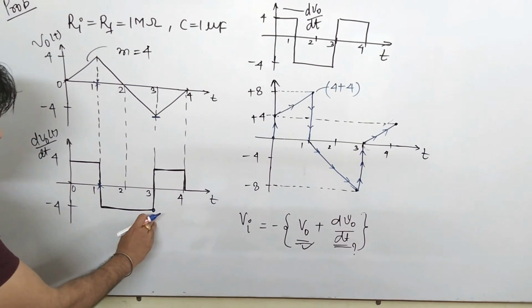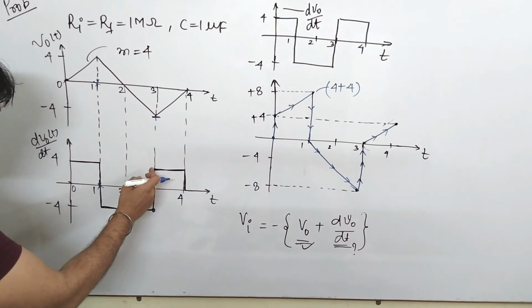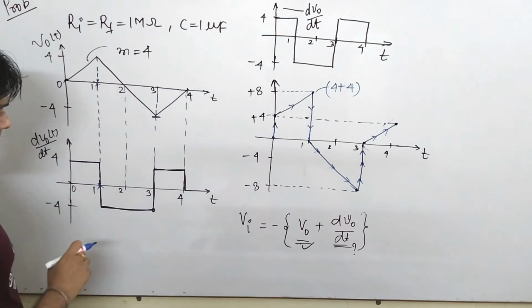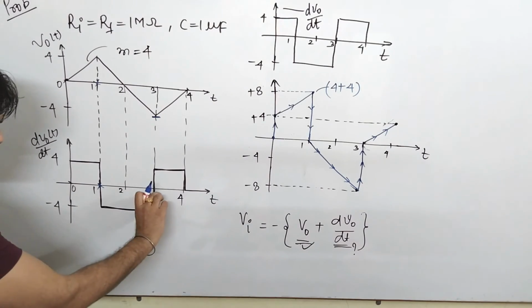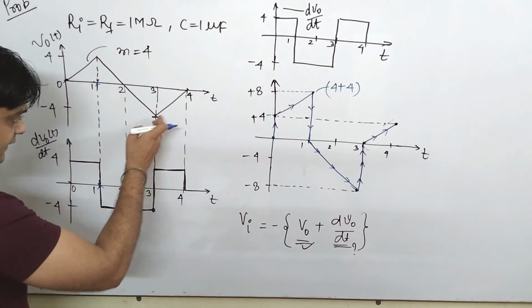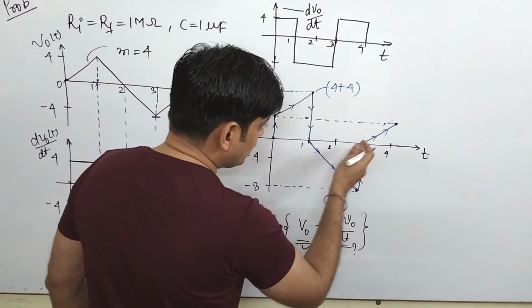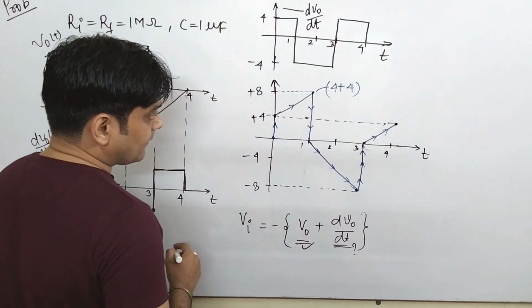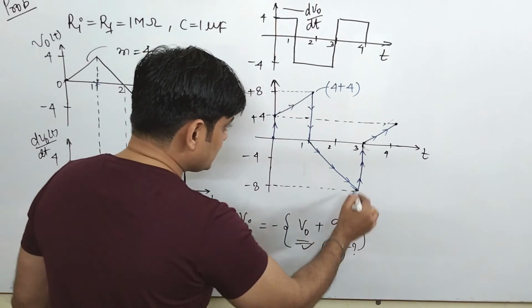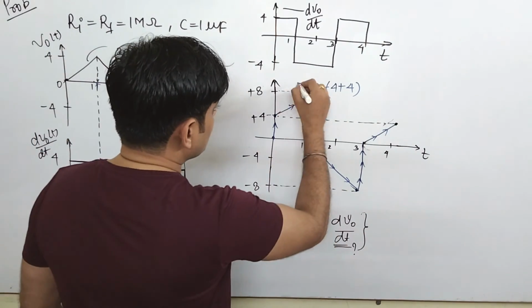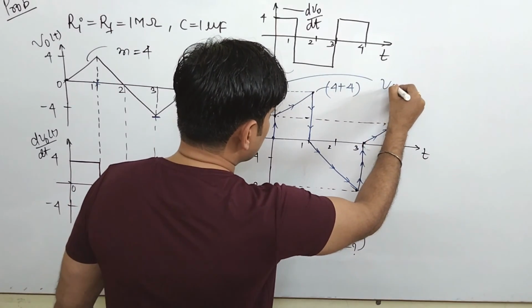Now if you see from 3, again this signal is rising up to plus 4 value, and this slope is also rising. Okay, so now this and this get cancelled out, and this value will get a positive slope. So from 3 to 4 this slope will be rising. Okay, so now this is your signal for Vi.